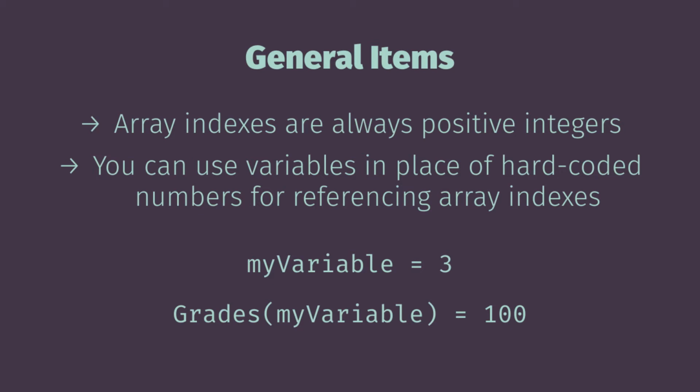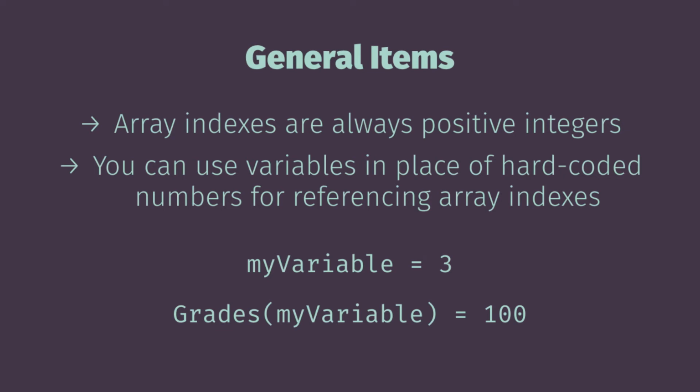And since array indexes are represented by integers, instead of having to use hard-coded numbers to access an array variable, in my example here, I create a variable called myVariable. I set it to 3, and then note that I can use that variable to access index 3 of the grades array. So I can set the value at index 3 of the grades array to 100 using a variable, just the same way that I could do so using a hard-coded number 3.